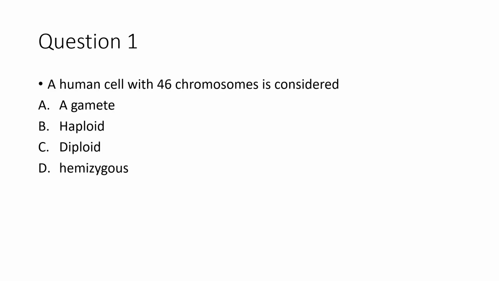Questions? Question 1. A human cell with 46 chromosomes is considered A, a gamete, B, haploid, C, diploid, D, hemizygous. The answer is C, diploid.